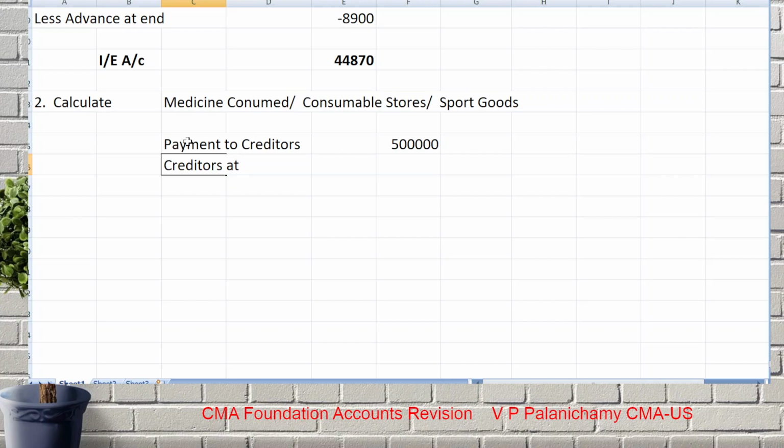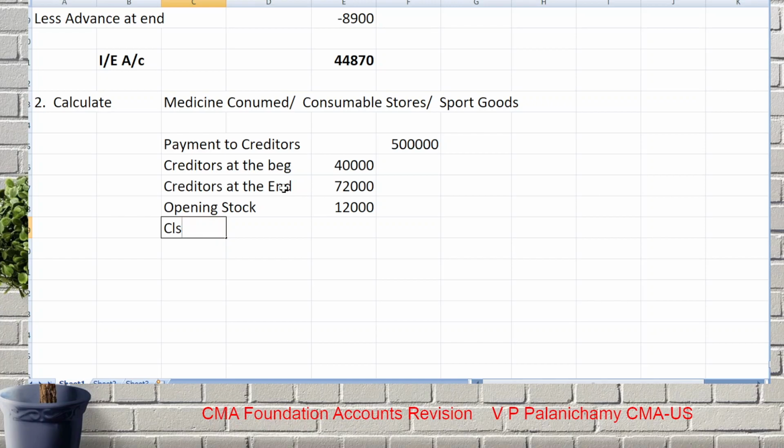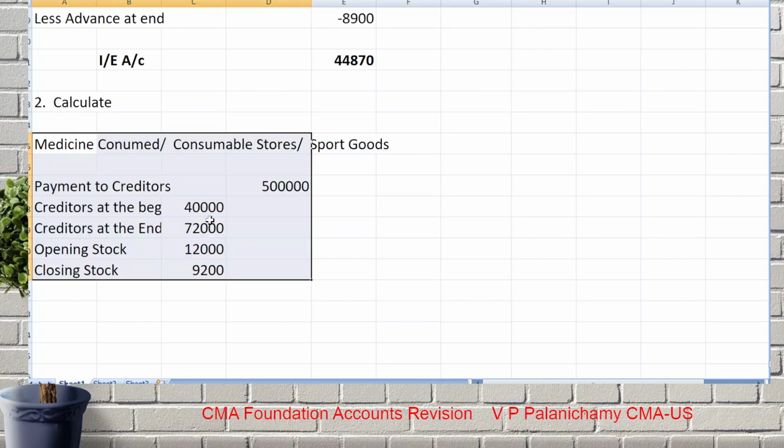Creditors at the beginning given to you 40,000. Creditors at the end 72,000. Opening stock is 12,000. Closing stock, it can be anything, medicine or sports goods, is 9,200. So they ask you to find out which one? Consumption. So first what can we do, we will prepare the creditors account.